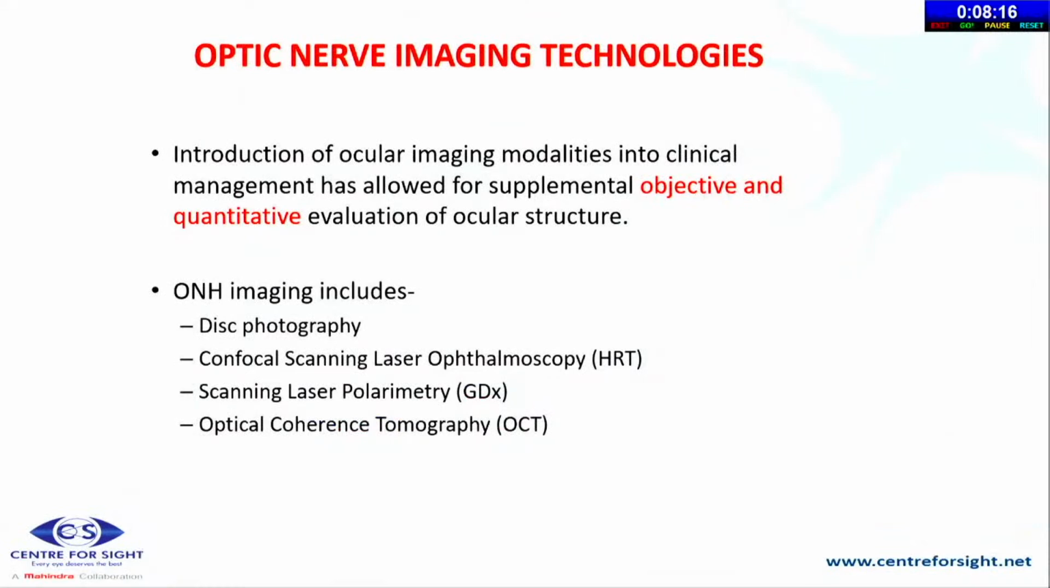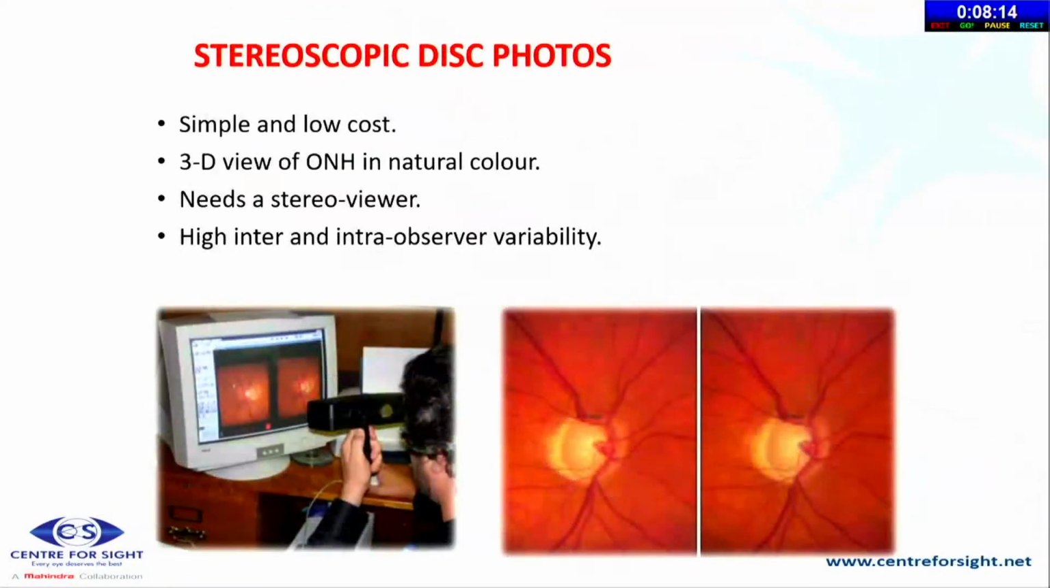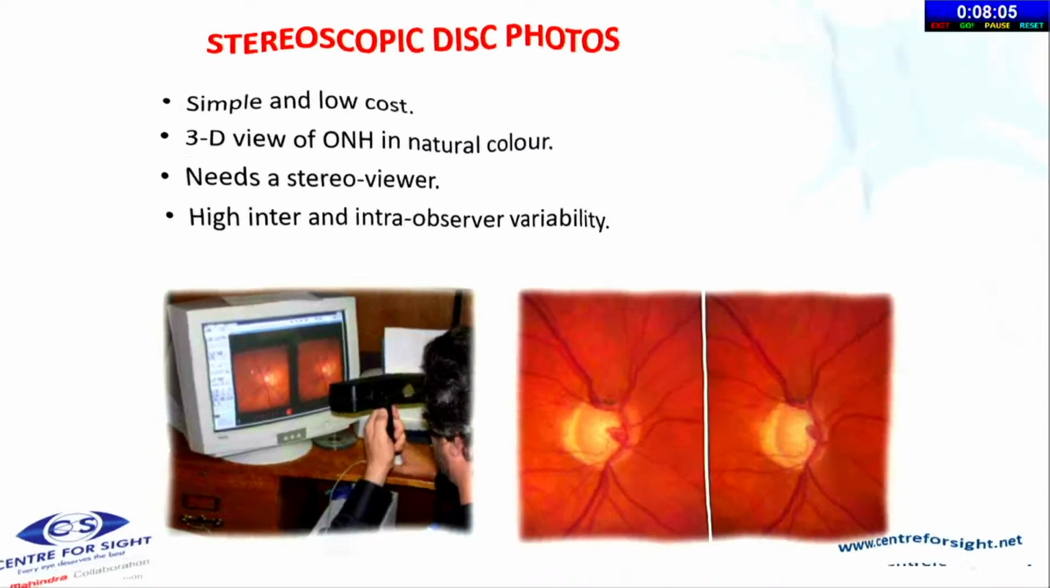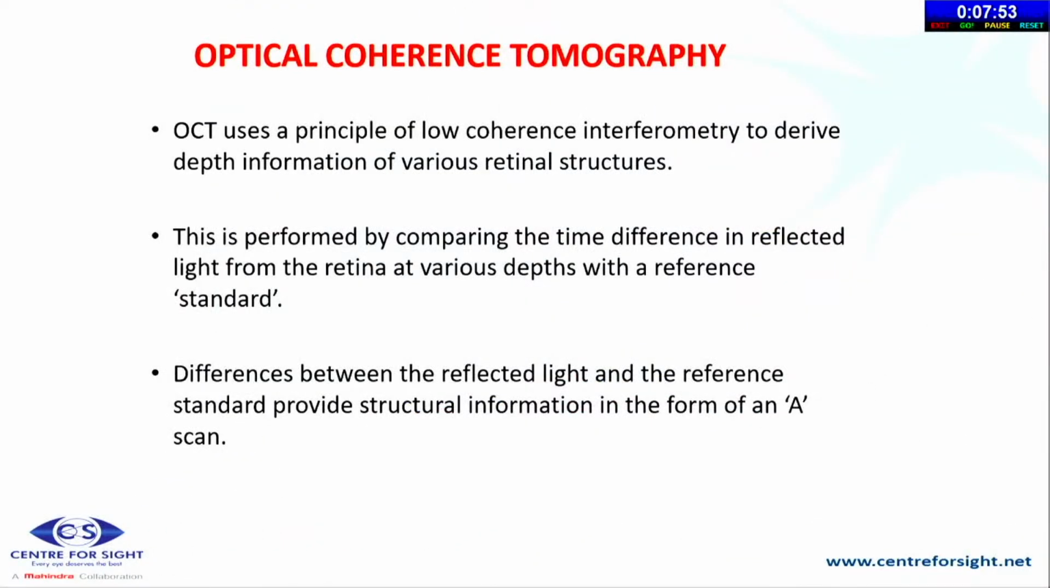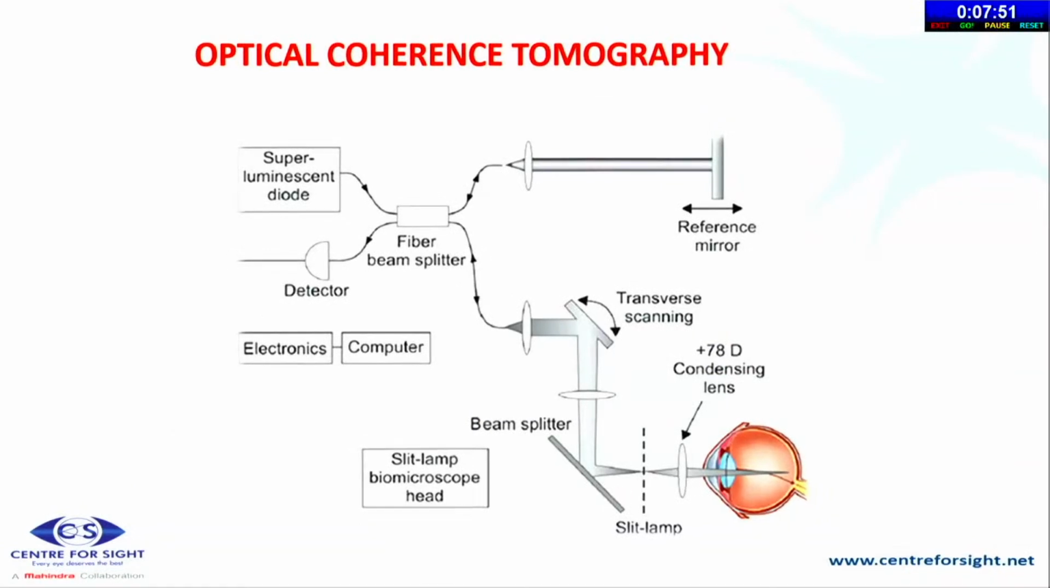Optic nerve head imaging technologies, madam has already discussed, I'll just brief through it. Stereoscopic photographs, you need a stereo viewer, and there is high inter and intra-observer variability. Computerized disc imaging was developed, OCT, interferometry, HRT, confocal scanning laser ophthalmoscopy, GDX, scanning laser polarimetry. Again, this has been discussed.